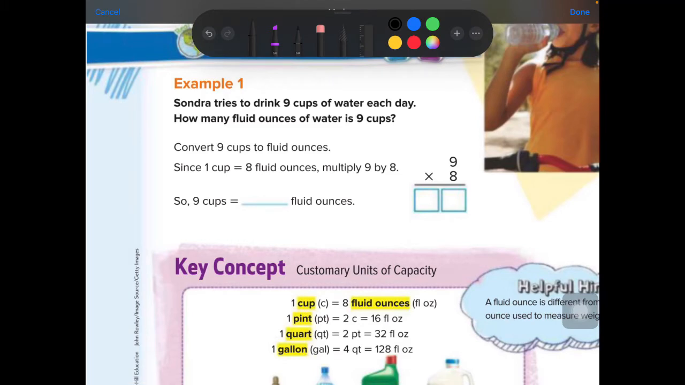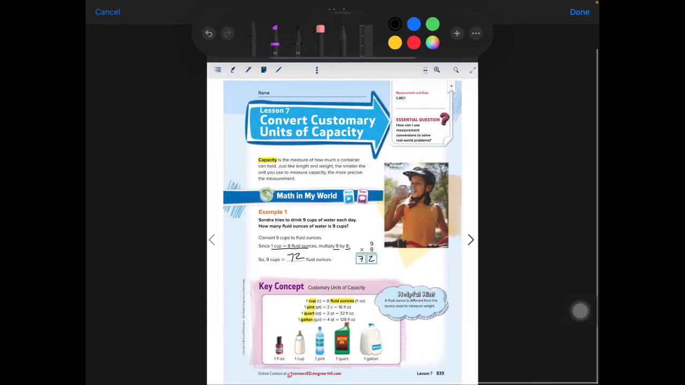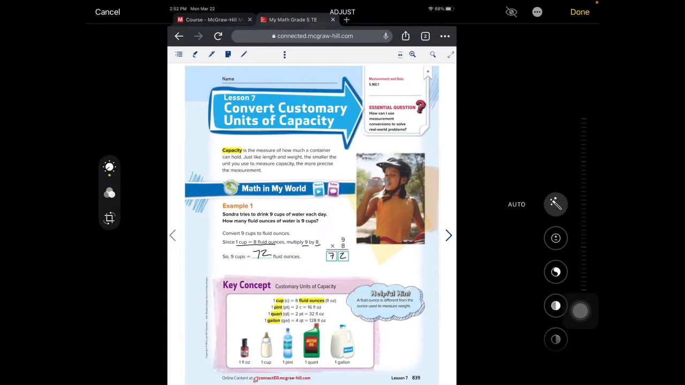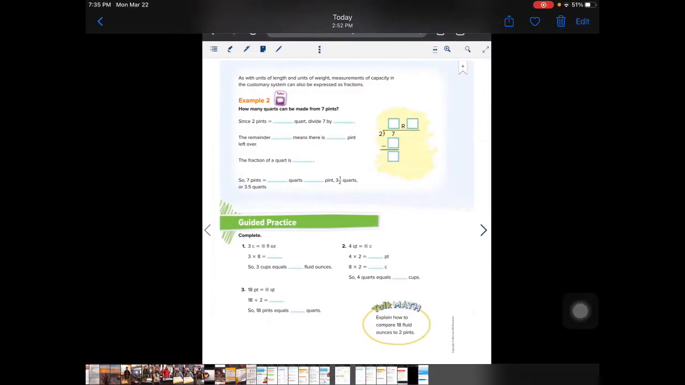Okay. Sandra tries to drink 9 cups of water each day. How many fluid ounces of water is 9 cups? Convert 9 cups to fluid ounces. Since 1 cup equals 8 fluid ounces, we can just multiply 9 cups by 8 fluid ounces. So then we can see that the answer is 72. Next page, please.